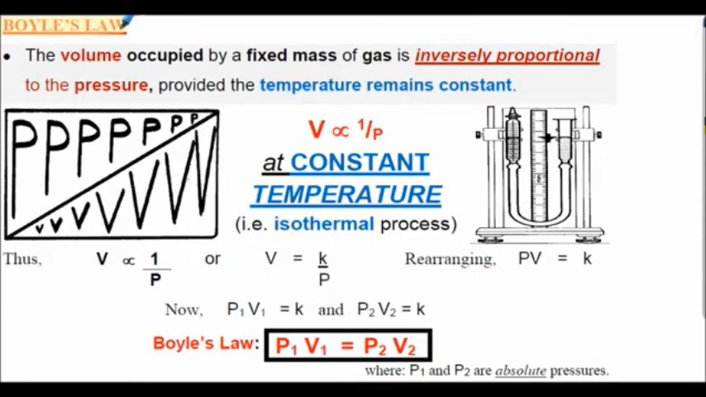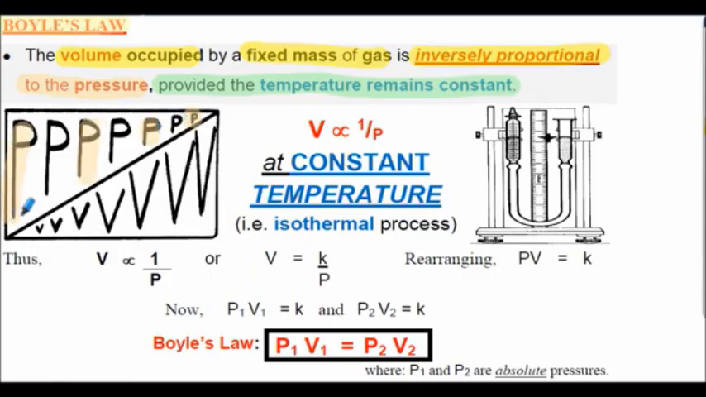Let's consider Boyle's law. The volume occupied by a fixed mass of gas is inversely proportional to the pressure, provided the temperature remains constant. So diagrammatically, on the left hand side here, we can see as the pressure is increasing, shown by the larger and larger P's, the volume of the gas is proportionally decreasing. So essentially, volume is inversely proportional to the pressure. That's assuming the temperature of the process remains constant. That's often referred to as an isothermal process.